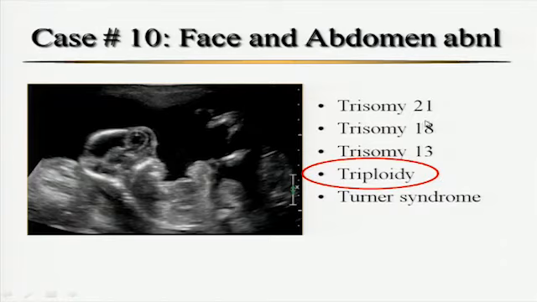So this is our differential: 21, 18, 13, triploidy, Turners. But because of the early growth restriction, we thought it was triploidy, and that's what it ended up being.